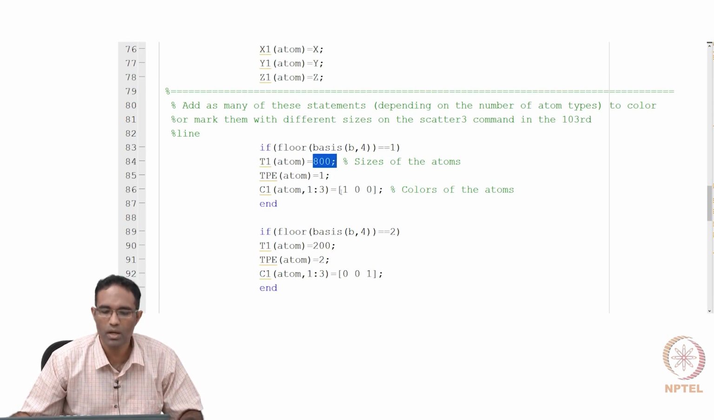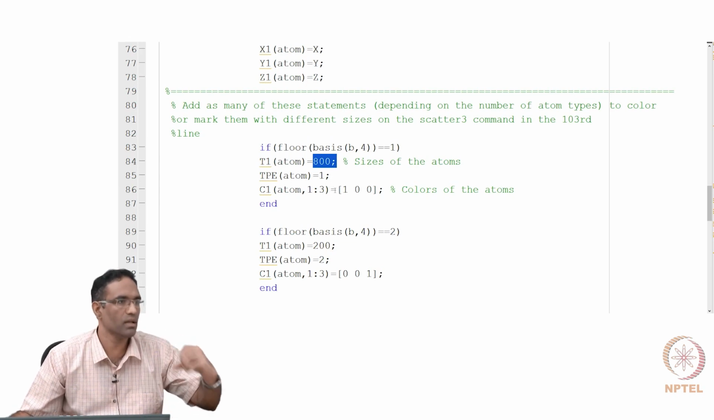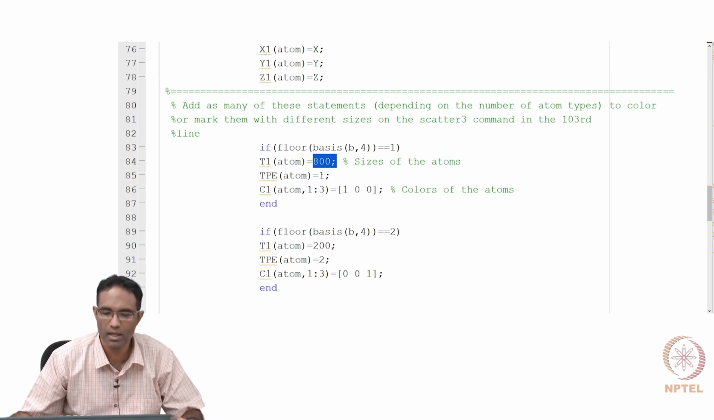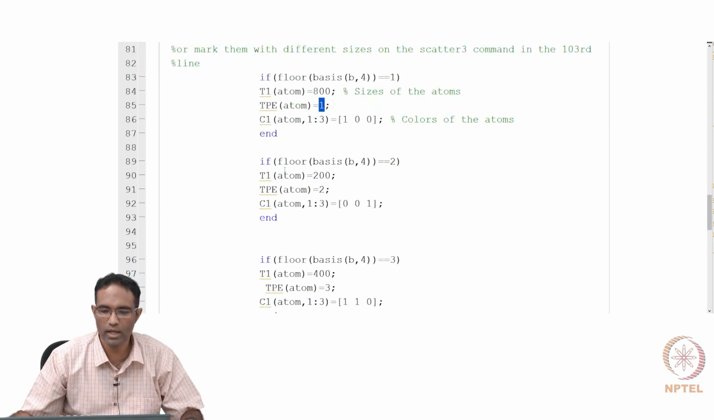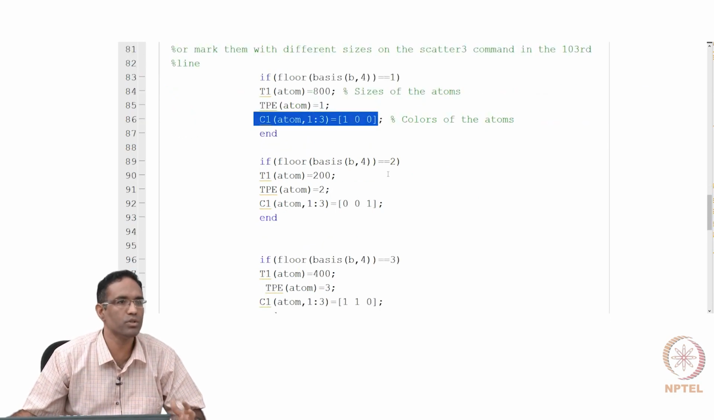If it is that atom, then I want to give some size to it, so that I am able to control the size of the circle that gets printed out in my MATLAB script, and I'm going to just say type of the atom is 1, and so on. You can keep playing with this, and this one is basically the color. 100 represents the RGB color for this particular atom, and you can again play with this.